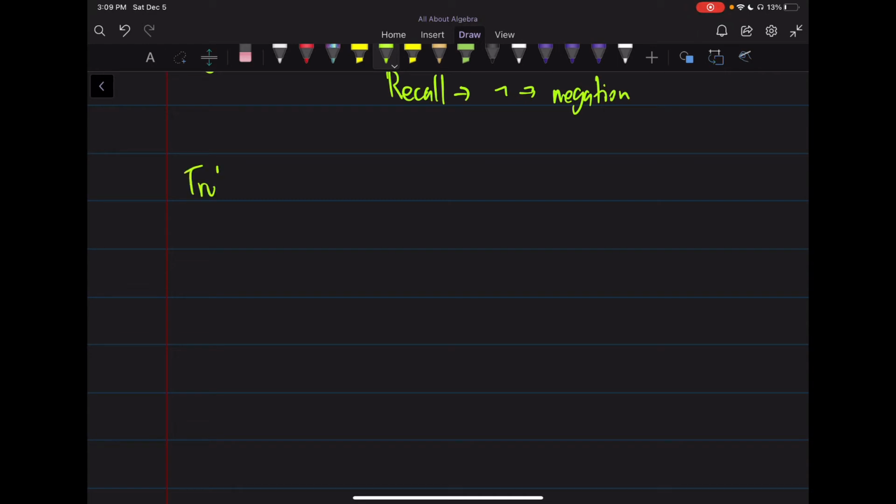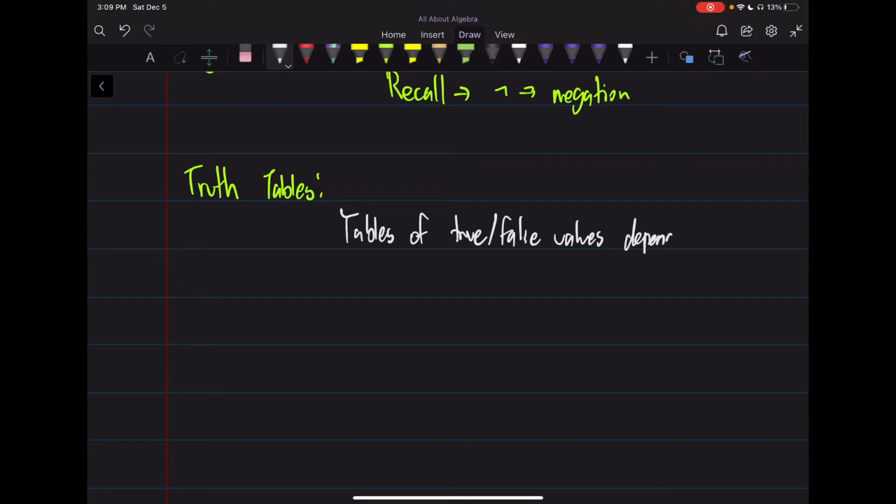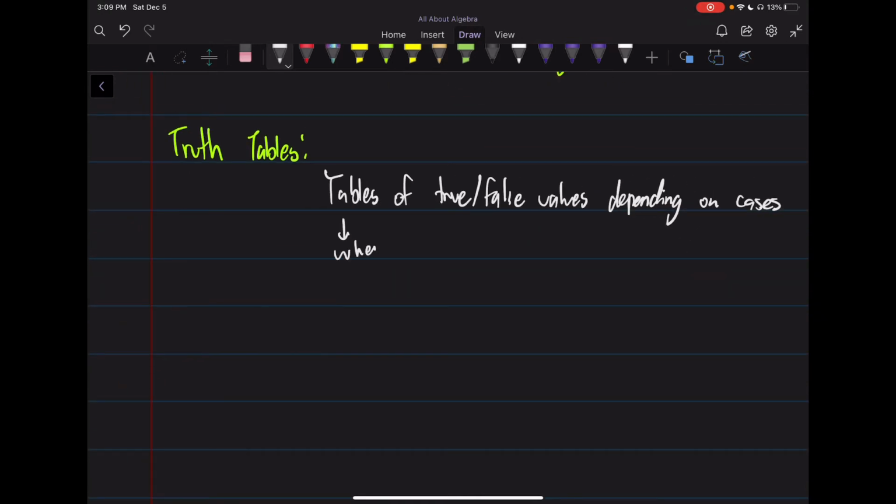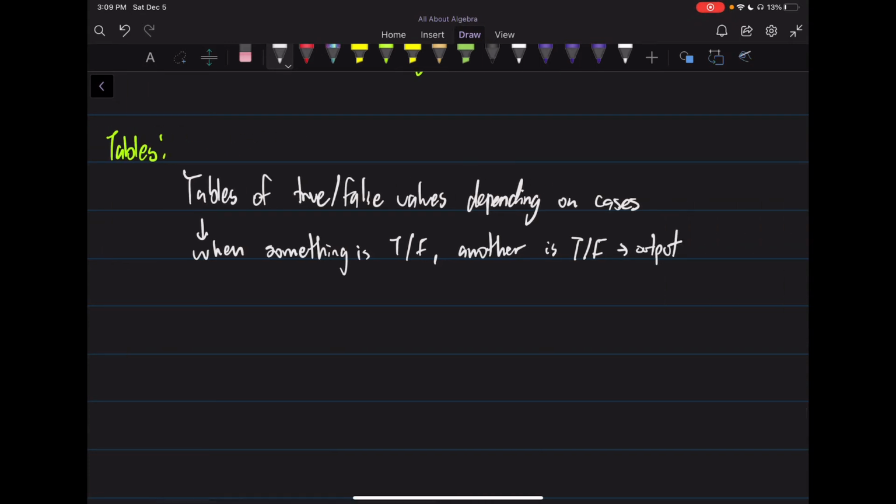So truth tables are just tables of true/false values, depending on the case, right? So it's like saying when something is true or false, and another is true or false, what is my output? Is it true or is it false? So what does this exactly mean?